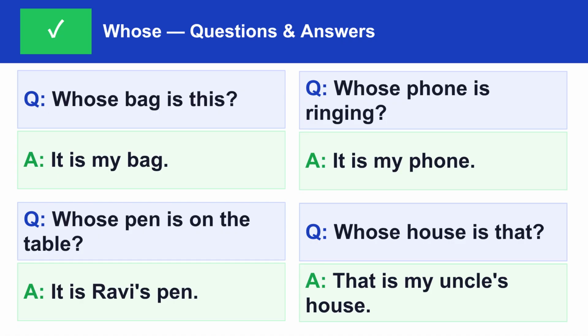Question, whose bag is this? Answer, it is my bag. Question, whose pen is on the table? Answer, it is Ravi's pen. Question, whose phone is ringing? Answer, it is my phone. Question, whose house is that? Answer, that is my uncle's house.